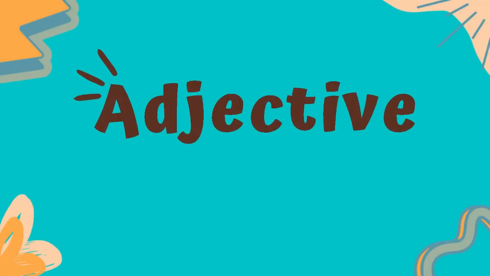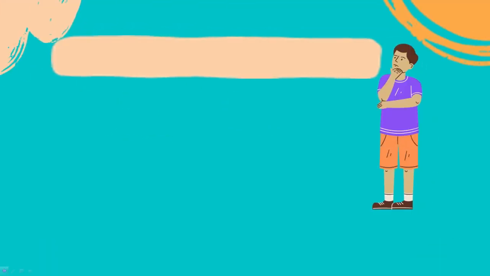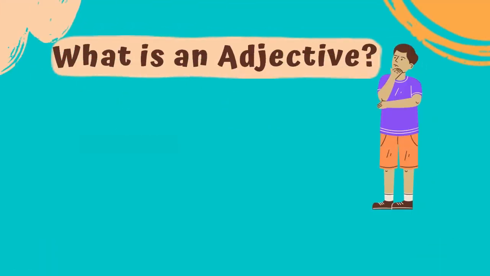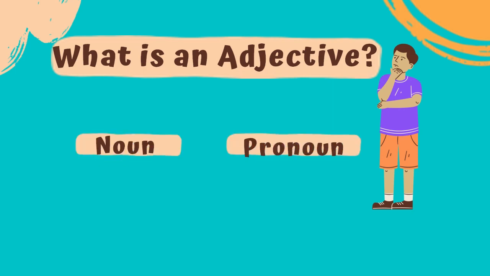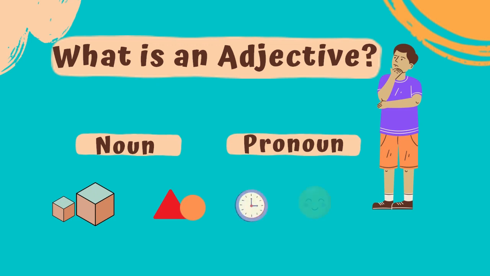Today we are going to learn about adjectives. What is an adjective? It is a word that describes or modifies nouns or pronouns in a sentence. It commonly indicates quality, size, shape, duration, feelings, and more about a noun or pronoun.